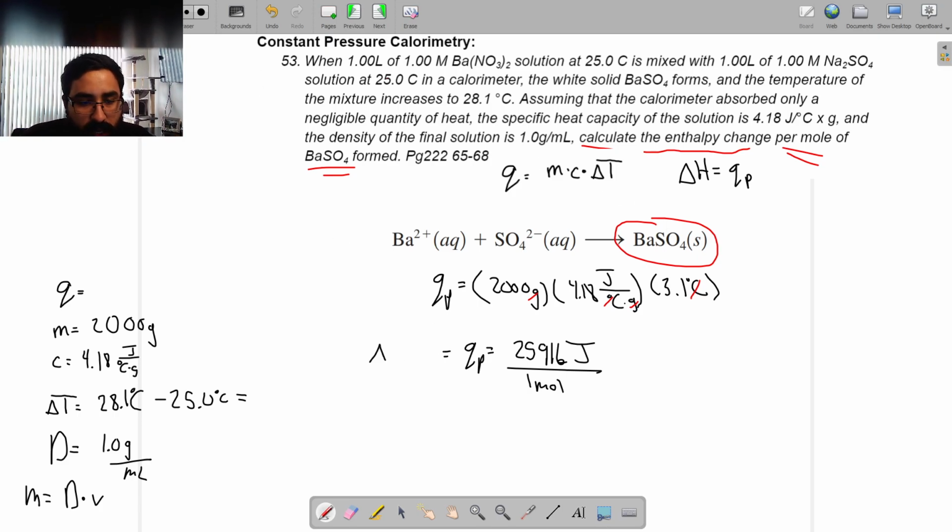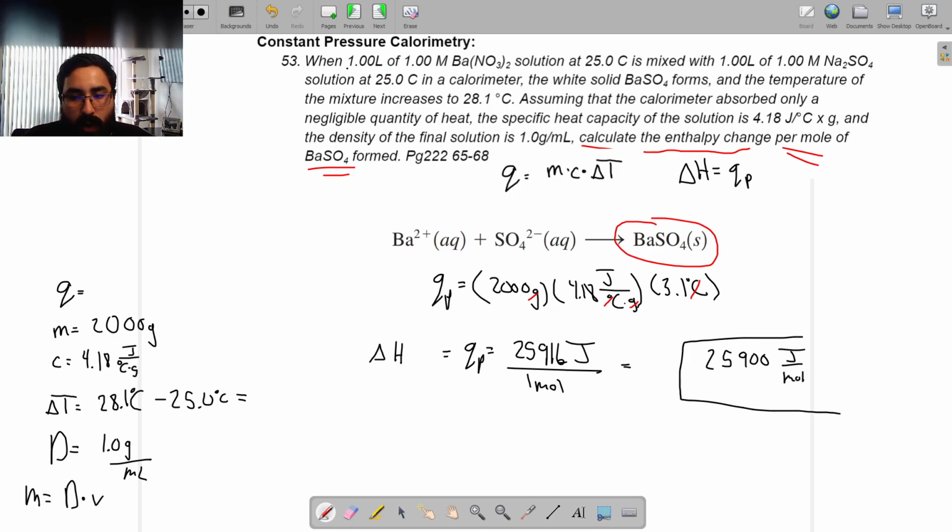So this right here is equal to our delta H. So our delta H is, we're going to round this. What about sig figs? Should we have 3 sig figs? So 25,900 joules per mole is our answer. And there you have it. That is the enthalpy change.